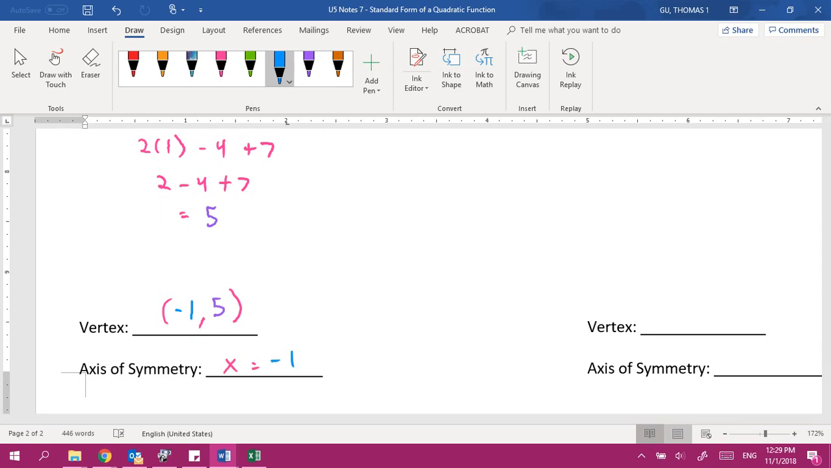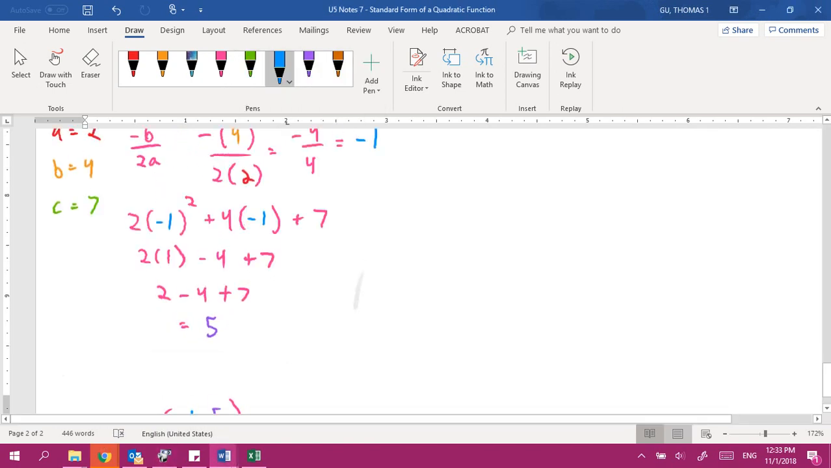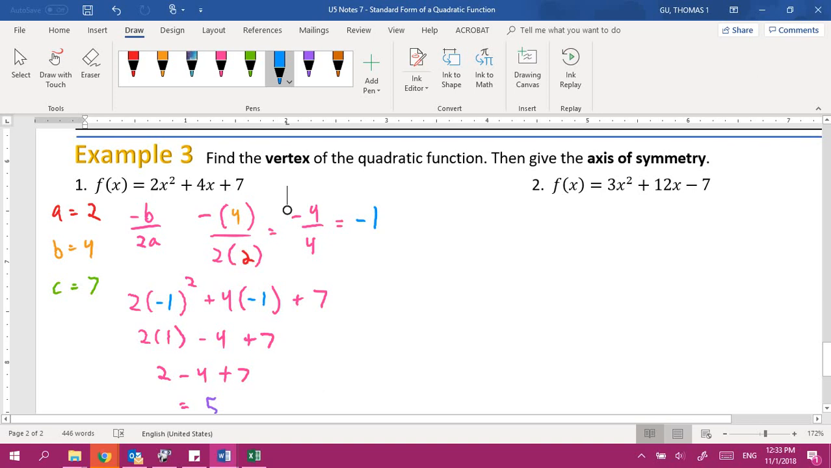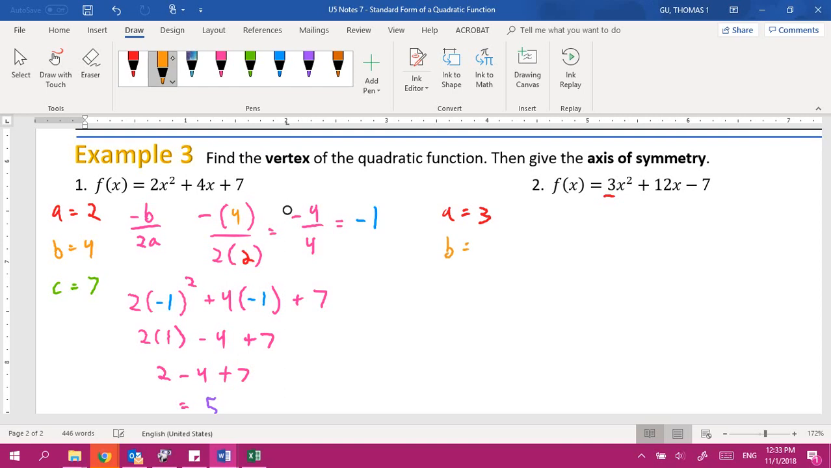So guys, try the second one on your own. Go. All right, so let's check this last one, make sure we all get the same thing. So number 2 right here, we're going to find A, B, and C. What is A on number 2? 3. What is B? Positive 12. And what is C? Negative 7. So what is the formula again to find the x value? Negative b over 2a. That finds the x value of the vertex. So we're going to have negative 12 over 2 times 3.